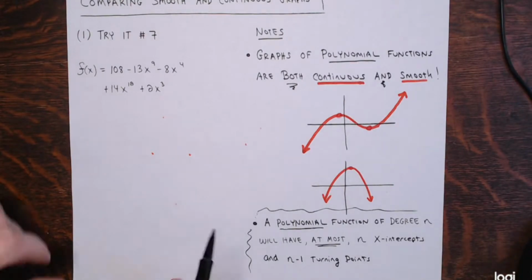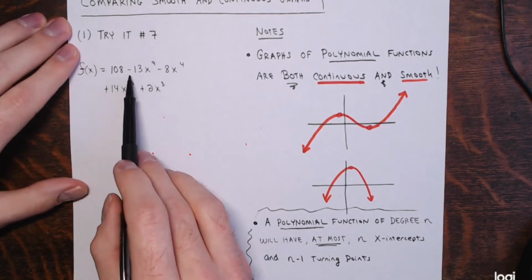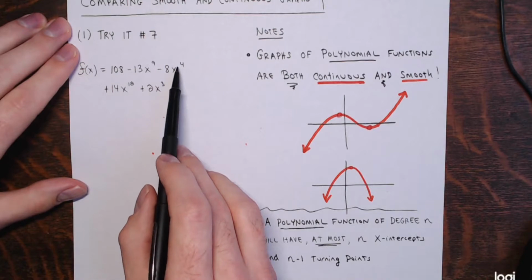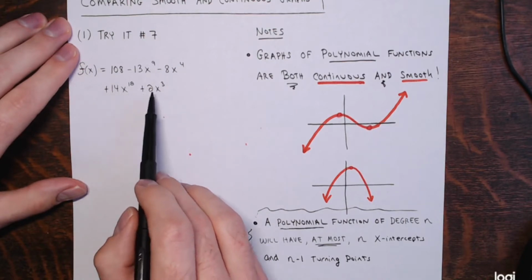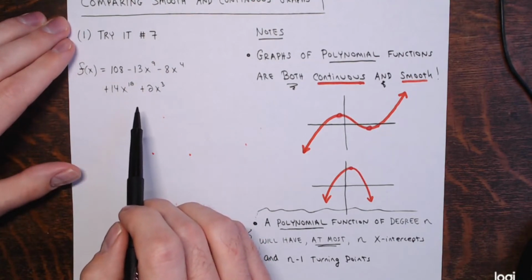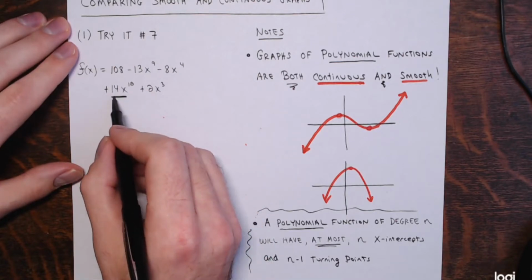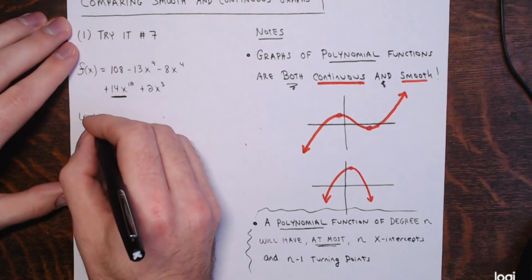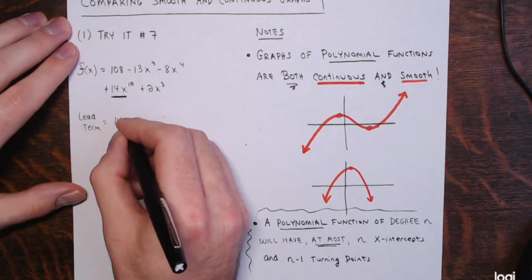Alright, so I've written the polynomial they gave us out. There are 5 terms: 108 minus 13x to the 9th minus 8x to the 4th plus 14x to the 12th plus 2x cubed. Now this is not in the general form, right? Not in descending order. But you can very easily tell what the lead term is, right? It's the highest powered term, the one with x to the 12th on it. Right, the leading term is this positive 14x to the 12th.